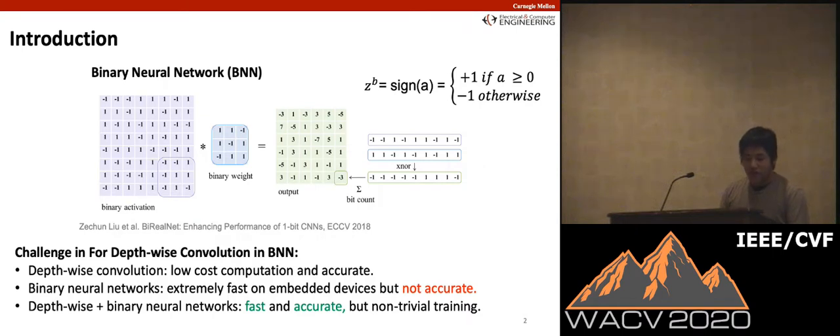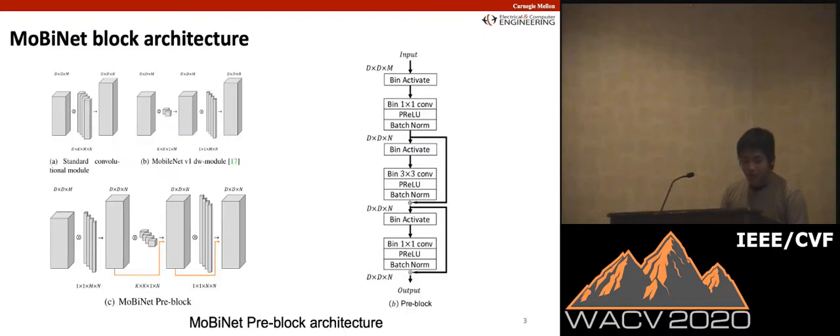However, the training is not so easy. The challenge is that MoBiNet's depthwise convolution is low cost but accurate. Besides, the binary neural network is extremely fast on power-hungry devices when the weight value is constrained to -1 and 1. However, it's not accurate because of the poor capability of representation.